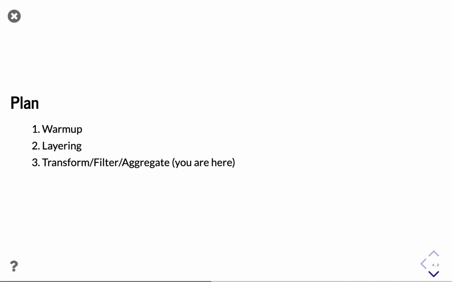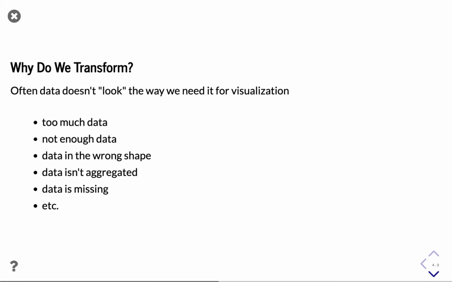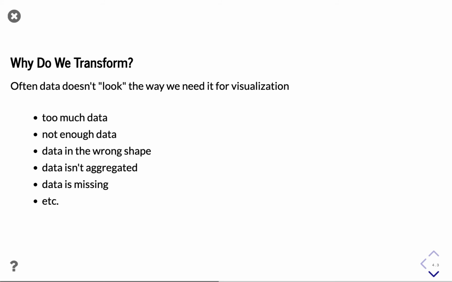We've gone through the warm-up layering. Now I want to talk about transformation. Transformation is going to be important because often the data doesn't look the way we need it to in order to generate the right visualization. So sometimes we have too much data, not enough, data is in the wrong shape, data isn't aggregated, so on. So people give you data sets that are misshapen relative to what we need to do in order to get Altair to visualize things properly. So we're going to talk about different types of transformations that will allow you to get the data from that raw form into something that's usable in Altair.